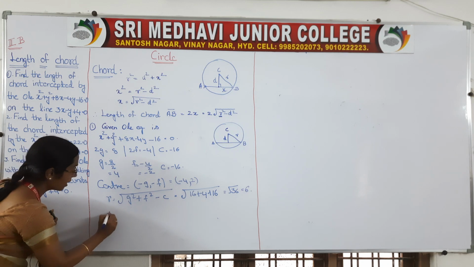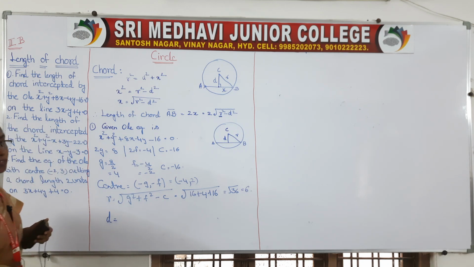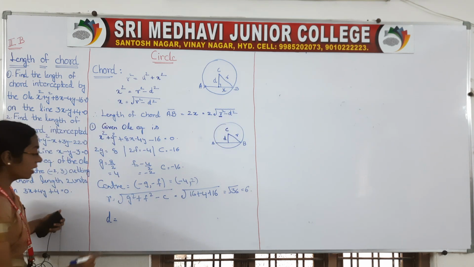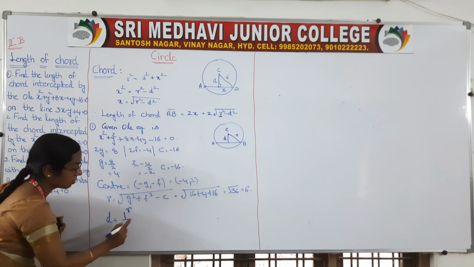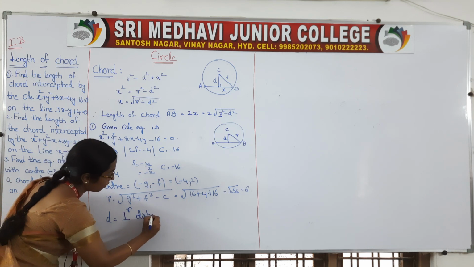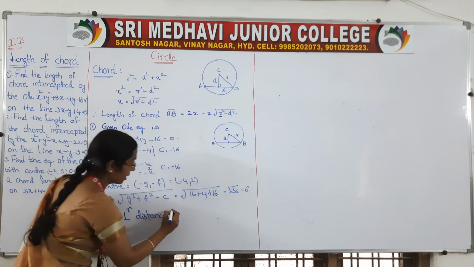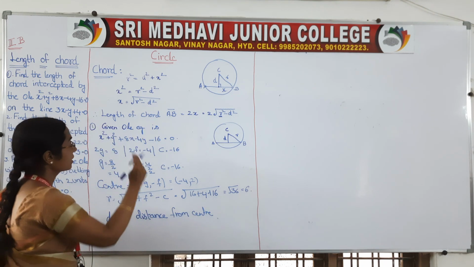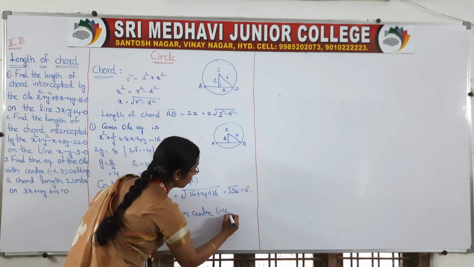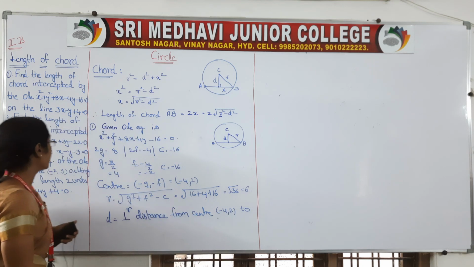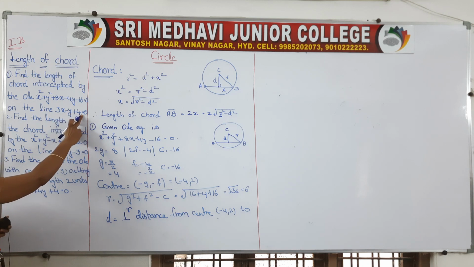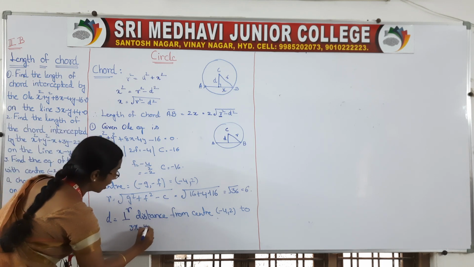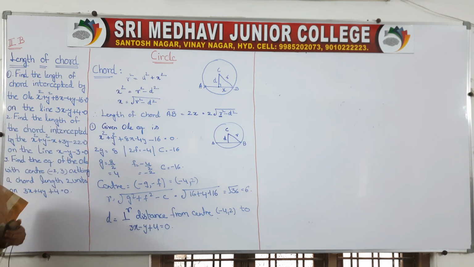Now we have to find the d value. What is d? I said to get the length of the chord we need the r value and the d value. We got r. Now try to get your d. d is the perpendicular distance from which point? From the center. What is the center? That center we got as minus 4 comma 2, to the line. It is given that the line is 3x minus y plus 4 is equal to 0.